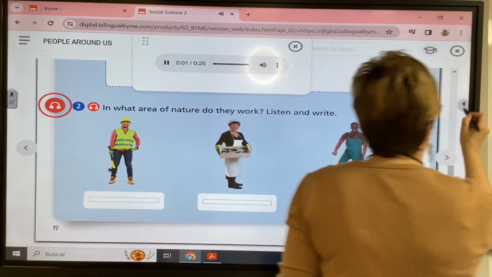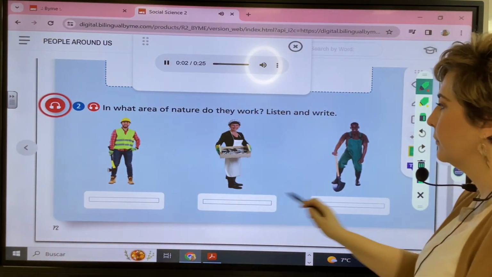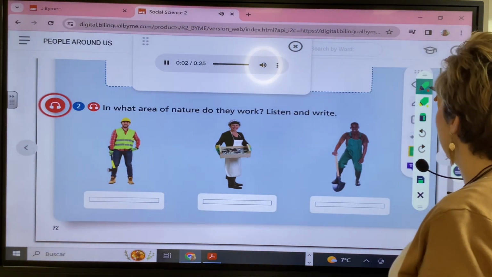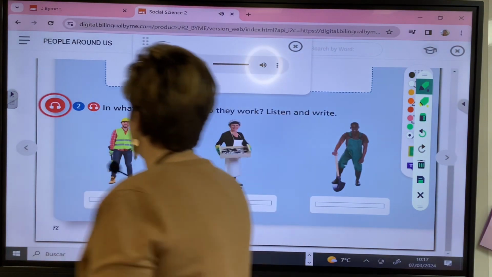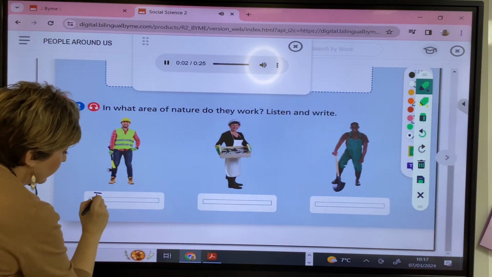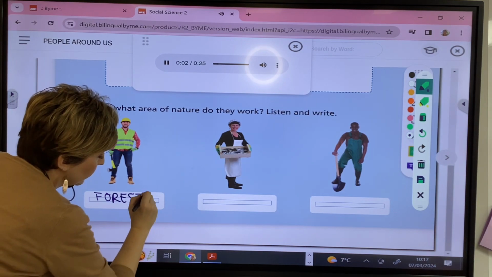In my job, I cut down trees. I cut trees. I'm a lumberjack. In my job, I catch fish. In my job, I raise animals.